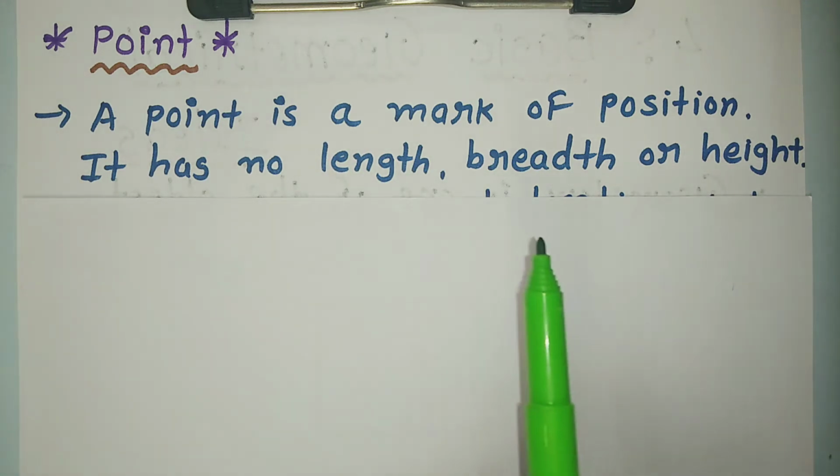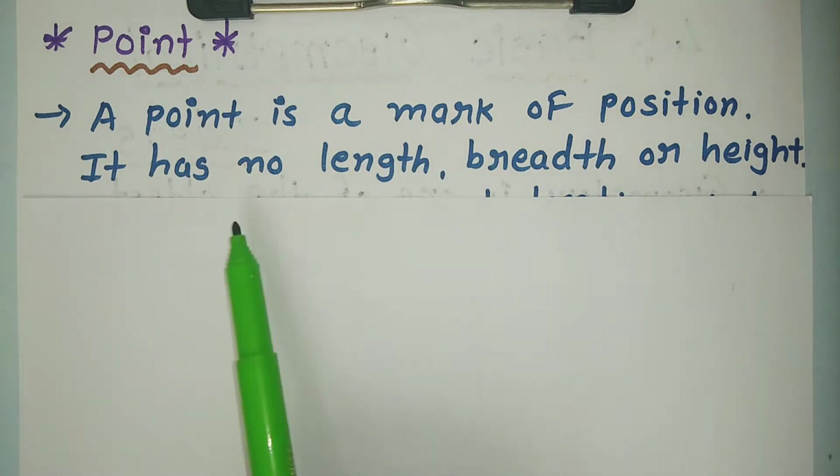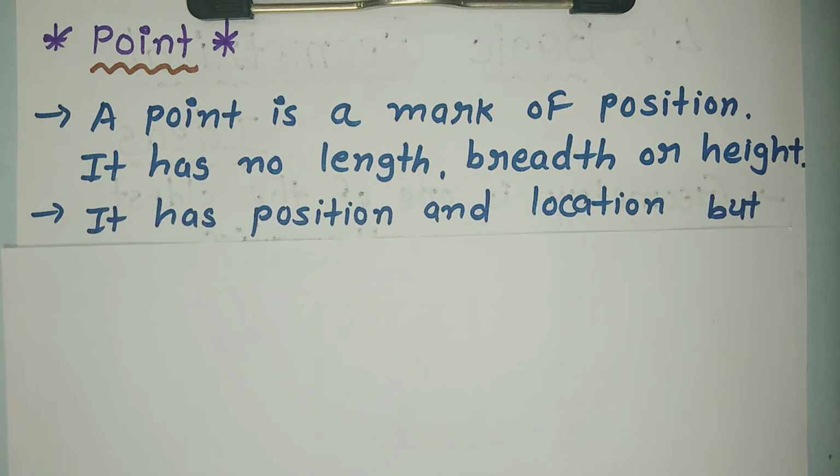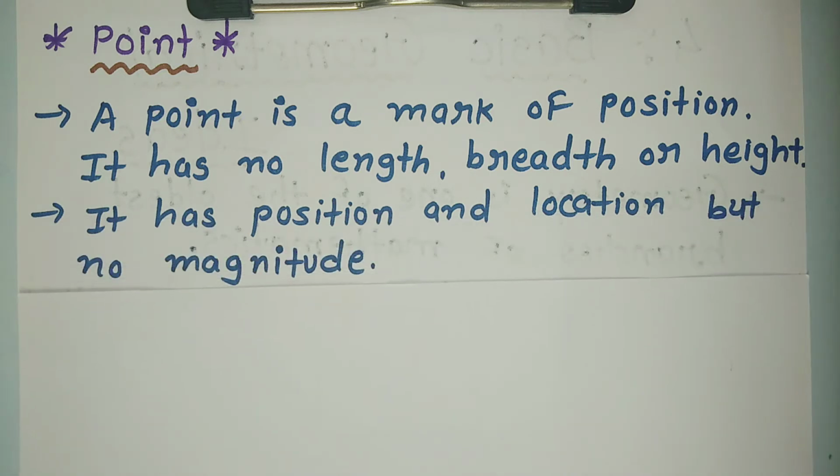A point is a mark of position. It has no length, breadth or height. It has a position and location but no magnitude. It has a position means it has a place. Location means the point is here, but no magnitude means I cannot measure the length, breadth and height of the point. So a point is a position.